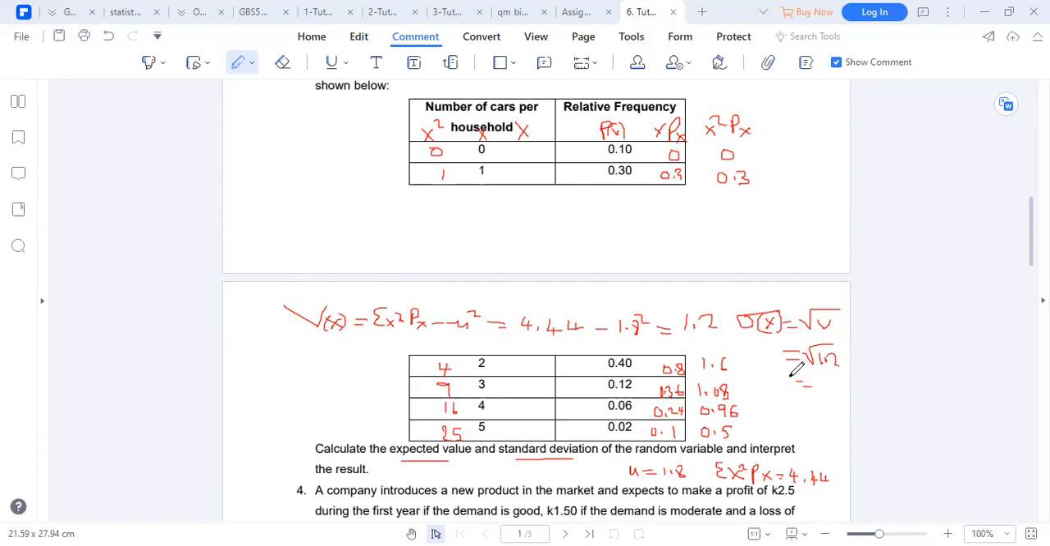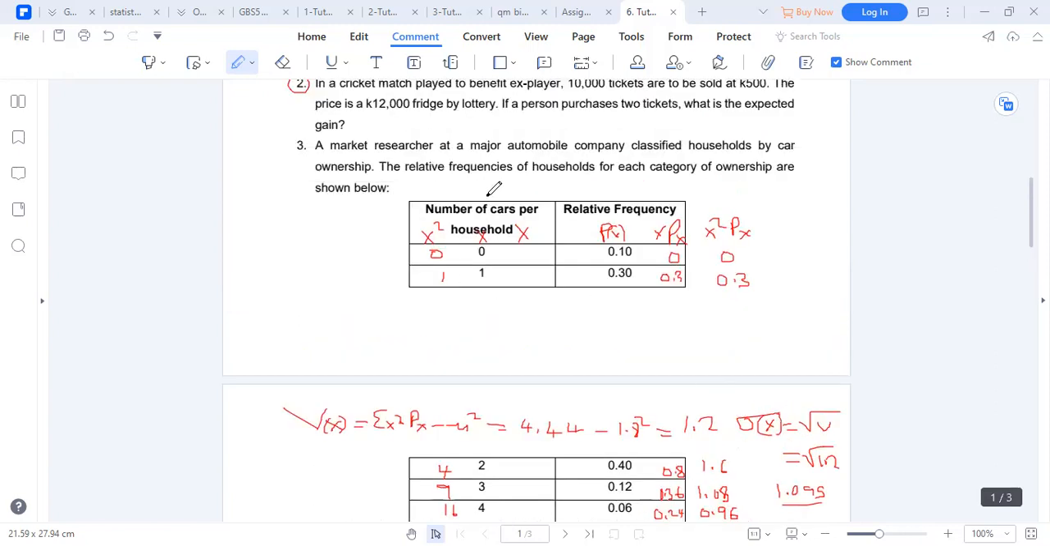So to square root that, we're going to get 1.095. That is our standard deviation in that regard.